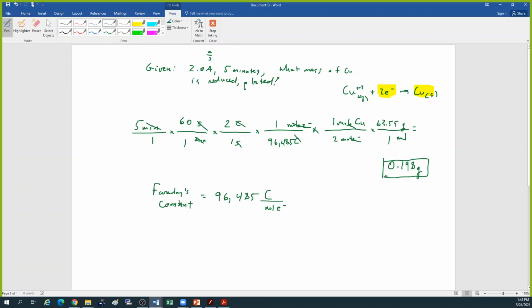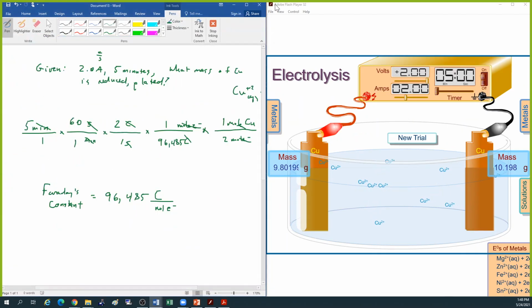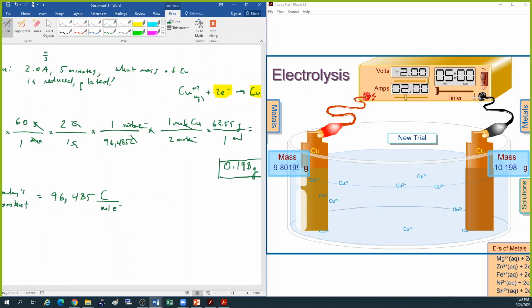Okay? Now if I go back to the simulation, remember we started with 10 grams on each side, right? Notice this side, where the reduction happened, has increased its mass by 0.198 grams. That's how much copper we were able to electrolyze and reduce onto the right side. If we look at this side, it lost the same amount of copper. In fact, if you do 10 minus 0.198, you get basically this number.